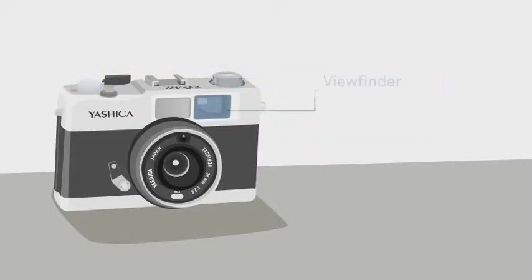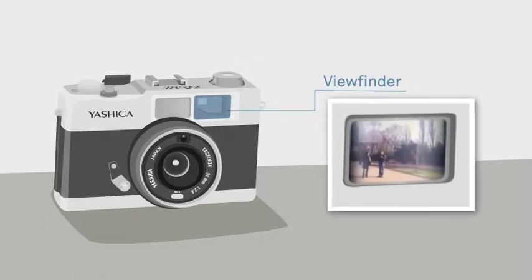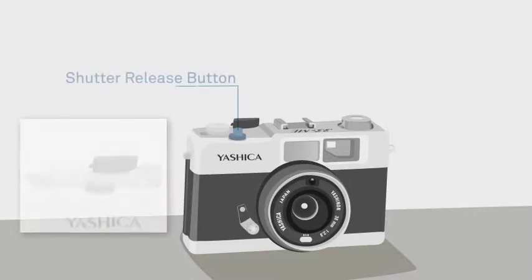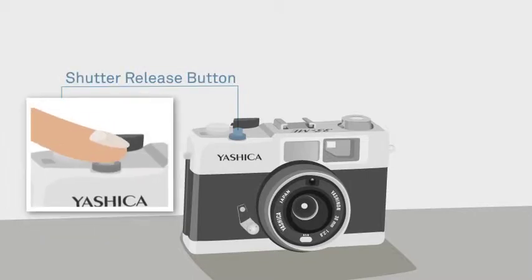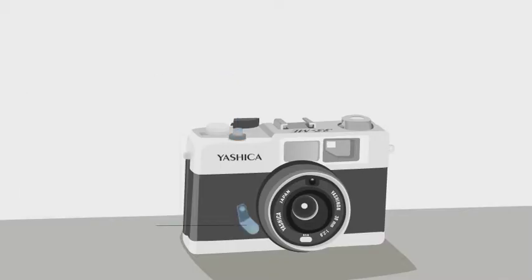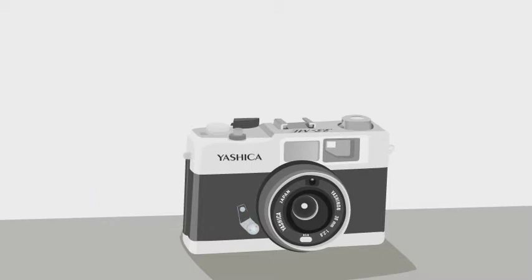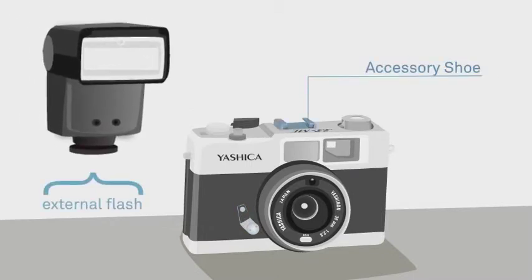Looking through the viewfinder allows the photographer to preview what the taking lens will capture when a photo is taken. The shutter release button is pressed by the photographer in order to open the shutter and take a picture. A small clockwork or spring-driven timer allows the photographer to appear in their own photos or trigger the shutter without shaking the camera.